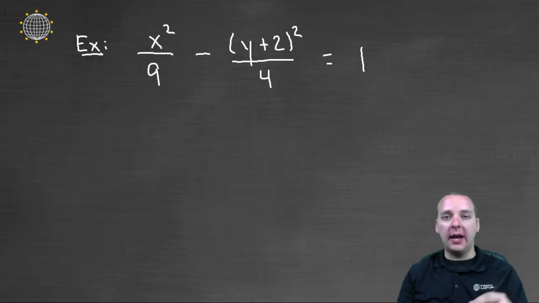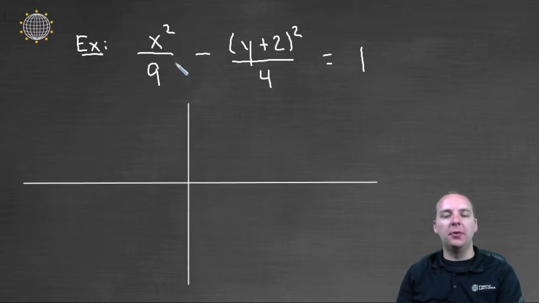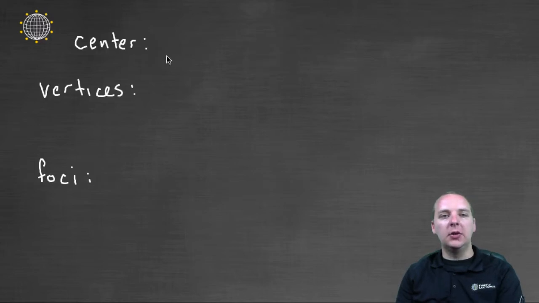In this example, we're going to practice graphing a hyperbola. Here we're given the equation of a hyperbola, and we're simply trying to graph it based off of the information that we can see in the equation. One thing I see right off the bat is the center. If this is x minus h and this is y minus k, the h is 0 and the k is negative 2. So I can see automatically that my center would be at (0, -2).